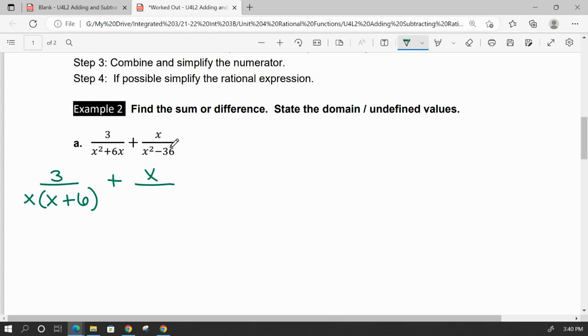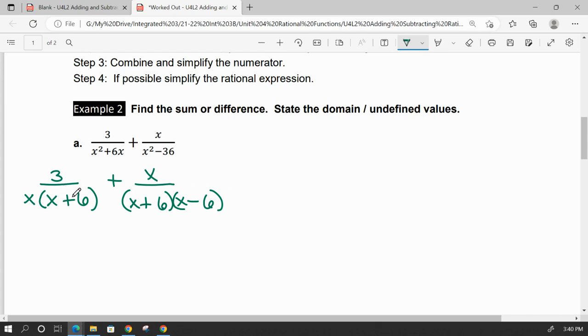However, this is a difference of 2 squares. And a difference of 2 squares can factor into 2 binomials. Your x squared factors into x and x. The square root of 36 is 6 and 6. In order to get a negative, your signs are plus and minus.